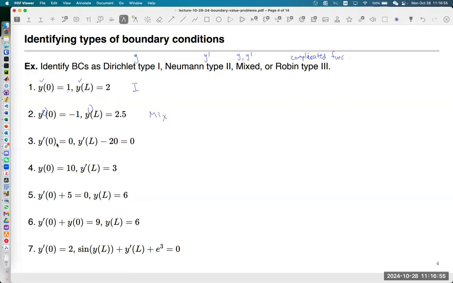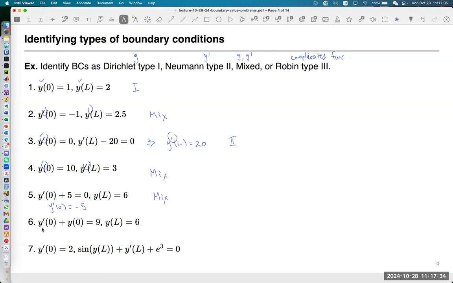For the third one, this is a constant first derivative, and this one, can we rewrite it in terms of a constant? So we can rewrite this as y prime of L is equal to 20, so this is a constant. So first derivative, so this is a type 2 boundary condition. The fourth one, we have original function and first derivative equal to constant, so this is a mixed boundary condition. For the fifth one, can we rewrite this into a constant form? So y prime of 0 is equal to -5. And then this is first derivative, original function, so mixed boundary condition.